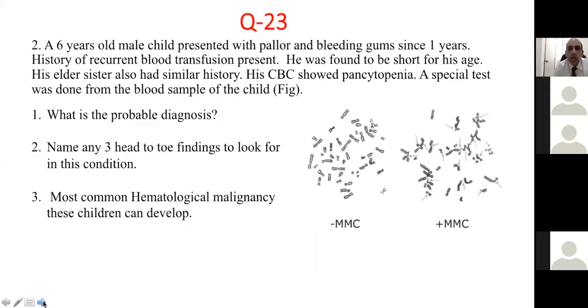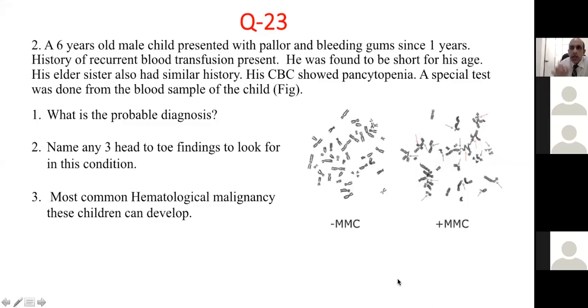Okay. So this is a 6-year-old male child who presents with pallor, bleeding gums. There's history of recurrent blood transfusion. He's found to be short. His elder sister also has a similar history, and his CBC shows pancytopenia. A special test was done from the blood sample. If you can identify this test, you can identify the condition. So you are right, this is Fanconi's anemia.